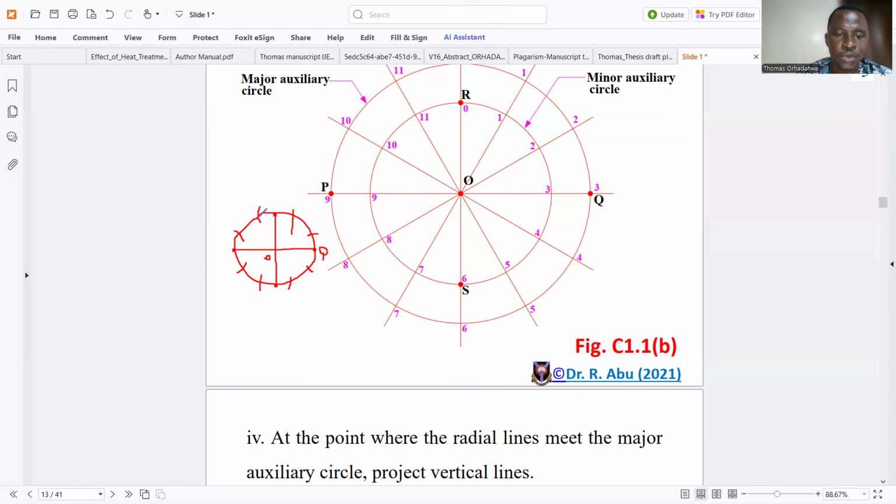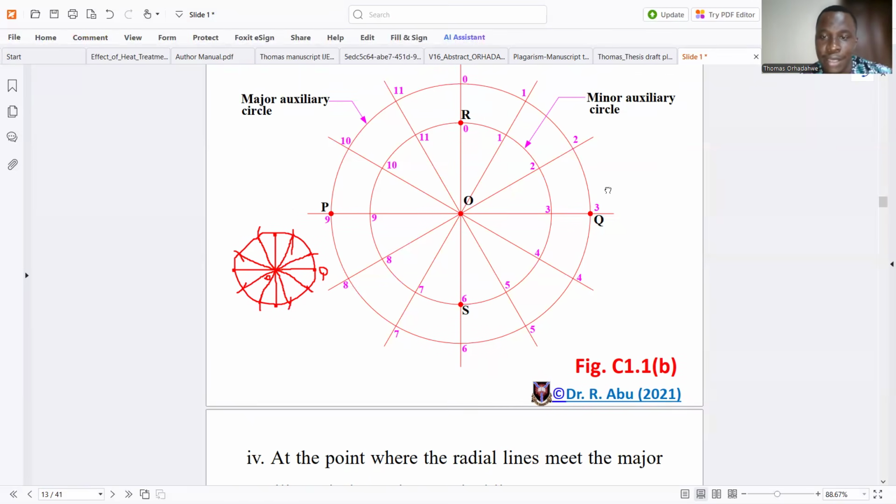So join these two lines through the center, join them together, join these two also through the center, join this one through the center, and then join this through the center. So we have our division. That's how to divide a circle into 12 equal parts.